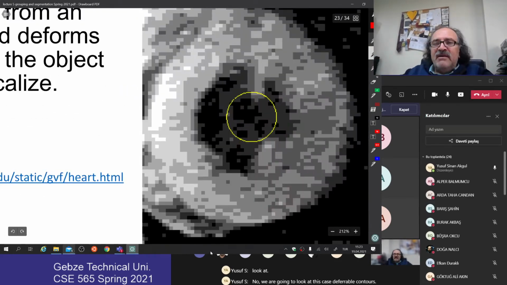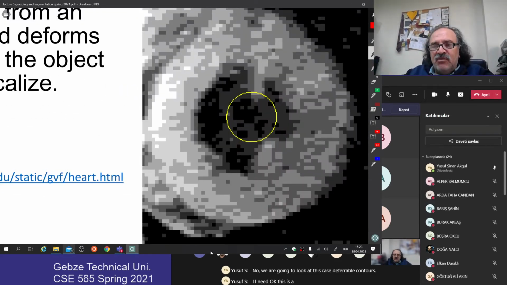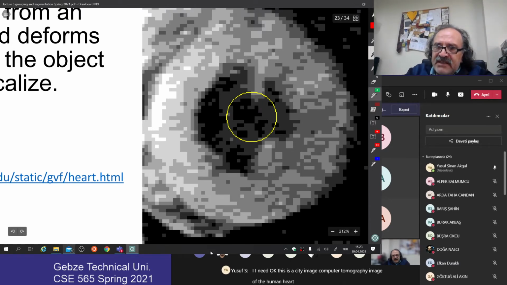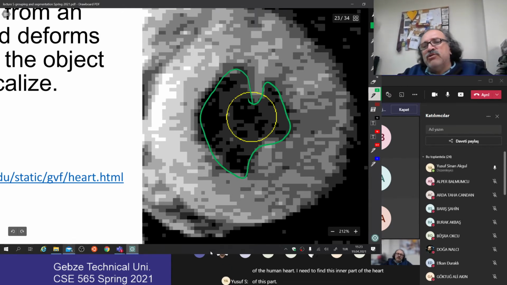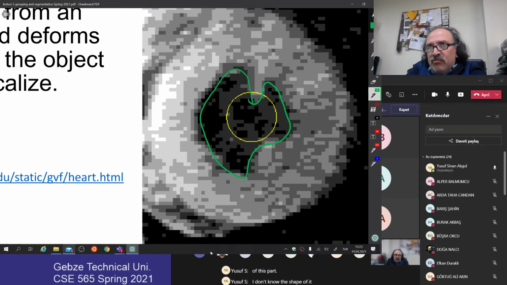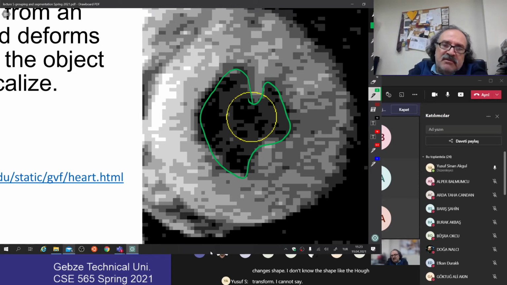Okay, this is a CT image, computer tomography image of the human heart. I need to find this inner part of the heart, this part. I don't know the shape of it because it is deformable, it changes shape. Like the Hough transform, I cannot say this is going to be your shape. It doesn't have a formula, so how am I going to find it?